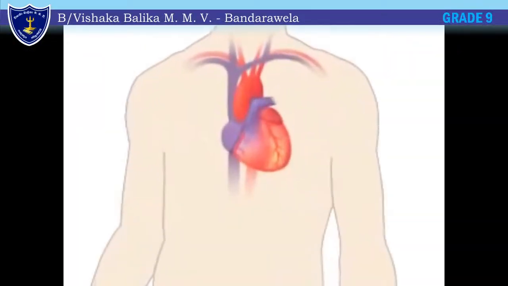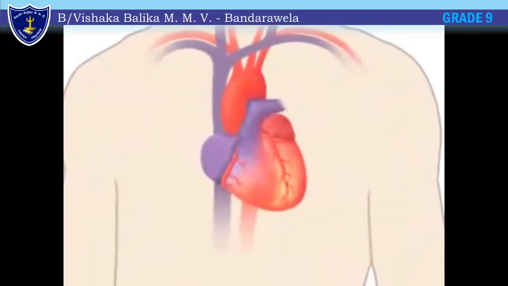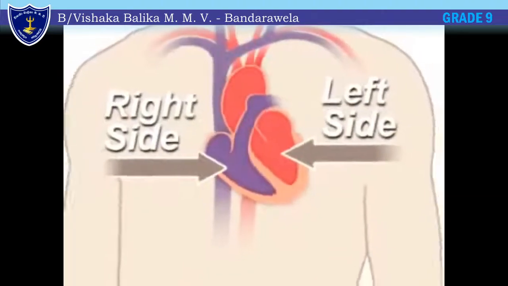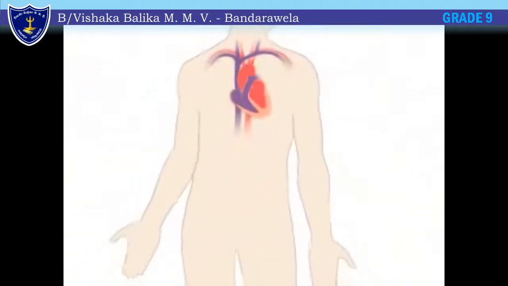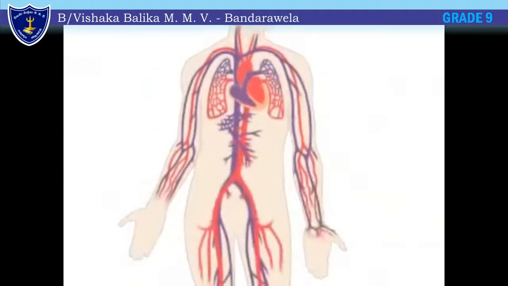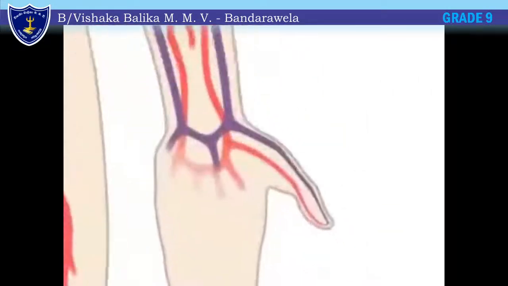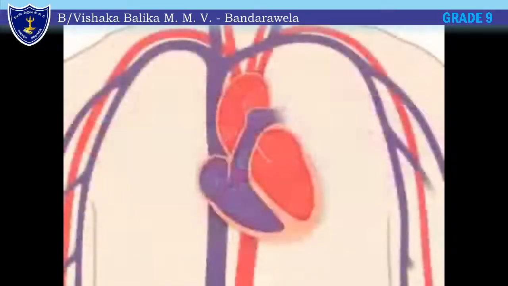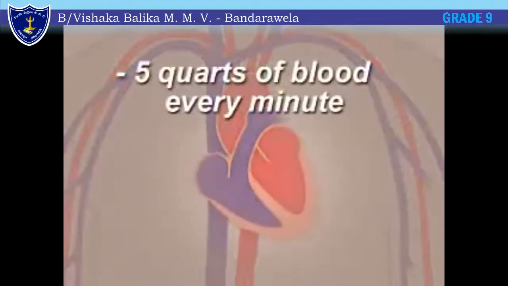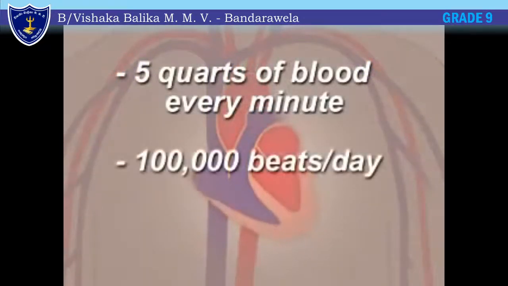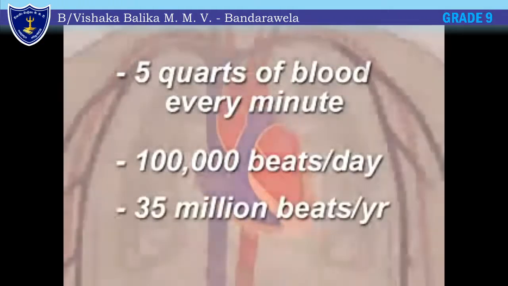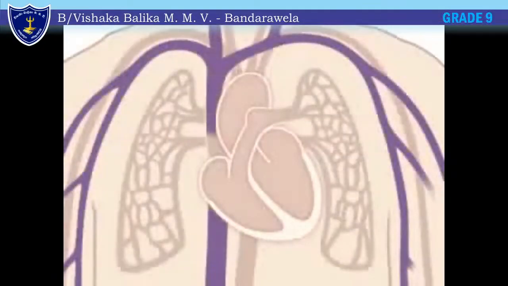Look at the video. Our heart is a muscular organ that pumps the blood like this. There are right and left sides in it. It pumps the blood all around the body to release oxygen from the blood capillaries. Around 5 liters of blood every minute, 100,000 beats per day, 35 million beats per year. So blood is brought back through these vessels.